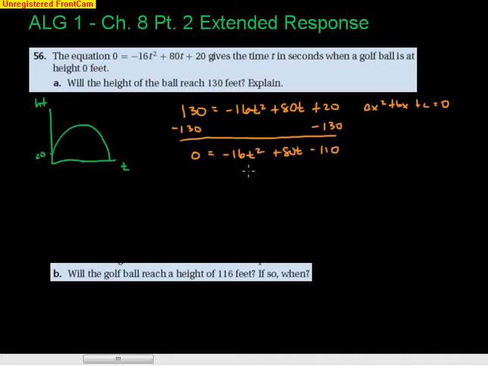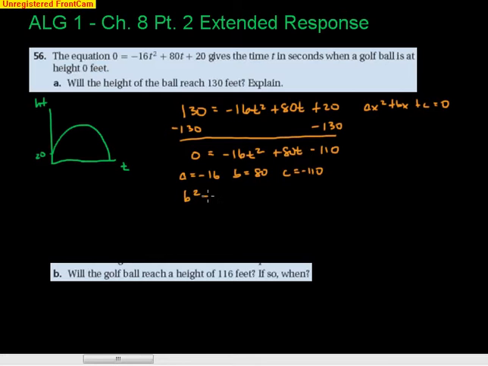Alright. Now if you need to reverse this, you can. I'm not going to. So in this problem, my a is negative 16. My b is 80. And my c is negative 110. And again, I'm going to use the discriminant to see if there's even a solution to this problem. If there's no solution, then it'll never reach that height. So let's use the discriminant.